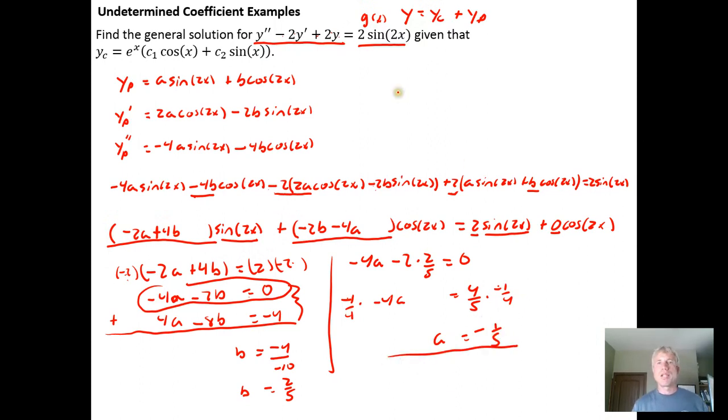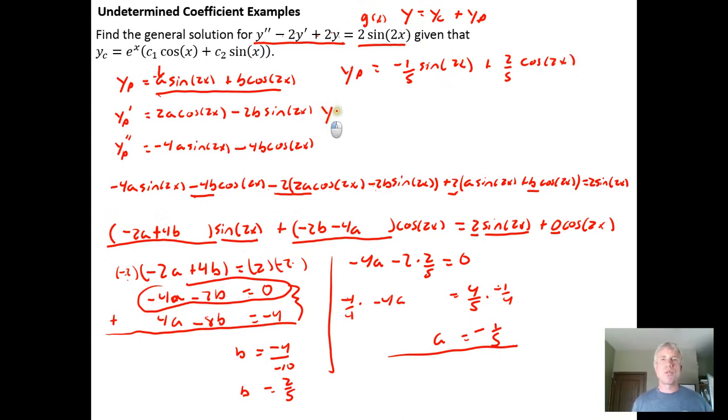And so our particular solution, we guessed it had this form. So our particular solution is going to be negative 1/5, which is our a, times the sine of 2x plus b, but b is 2/5 times the cosine of 2x.